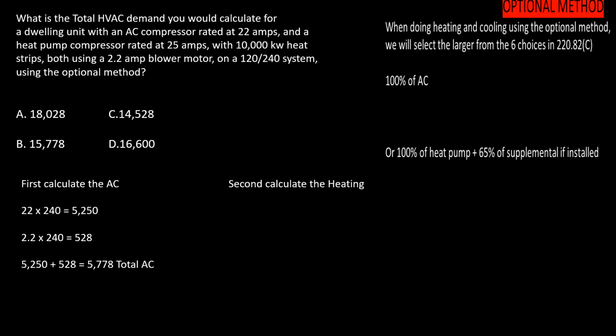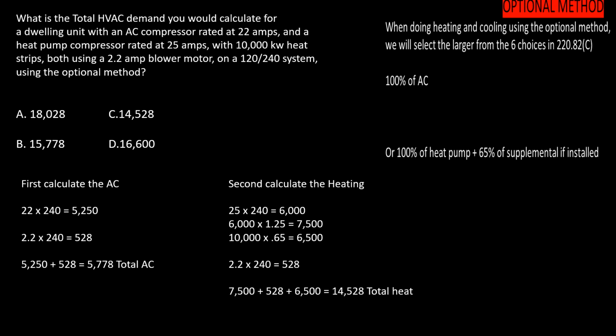So we have to take 100% of the heat pump plus 65% of the supplemental heat and add those two together. We're going to take the heat pump and multiply that by 1.25. Then we are going to take our 10,000 watt heat strip, and we're going to multiply that by 0.65. Then we are going to take the blower motor, and then we're just going to add all those together. So we take the 7,500 plus the original blower motor, plus we add in now the reduced load for the heat strip, and that's going to give us a total of 14,528, and we are going to select the larger, and we select C. Great job.